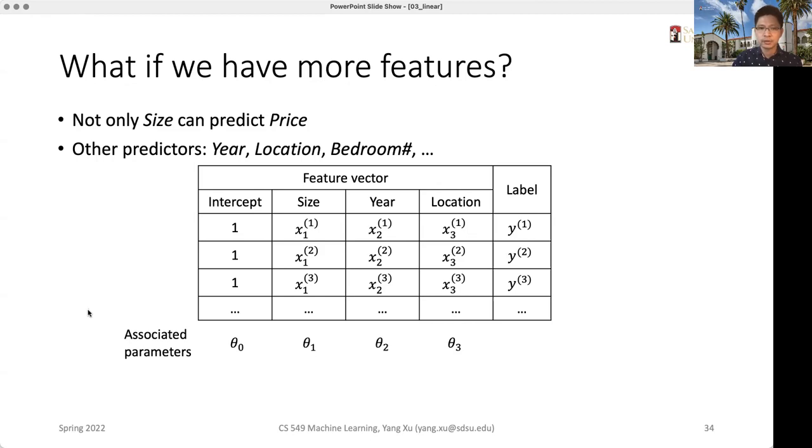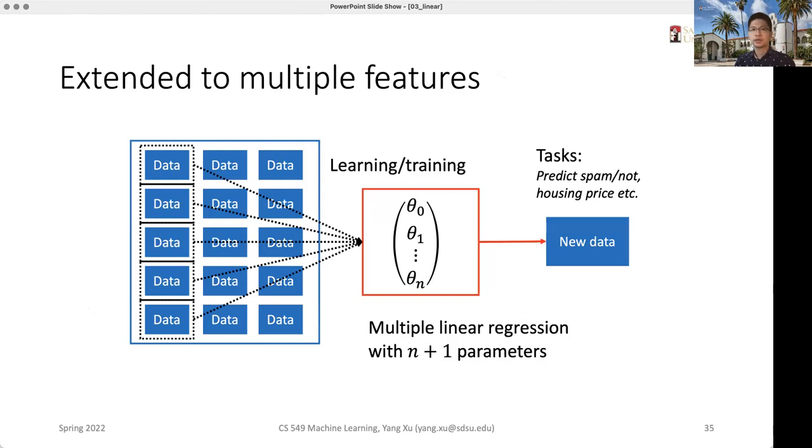Yeah, those are our associated parameters, theta 0 to theta 3. And the linear function that we use will be theta 0 plus theta 1 times x1 plus theta 2 times x2 plus theta 3 times x3. So now the model looks slightly more complex. We have n plus 1 parameters.